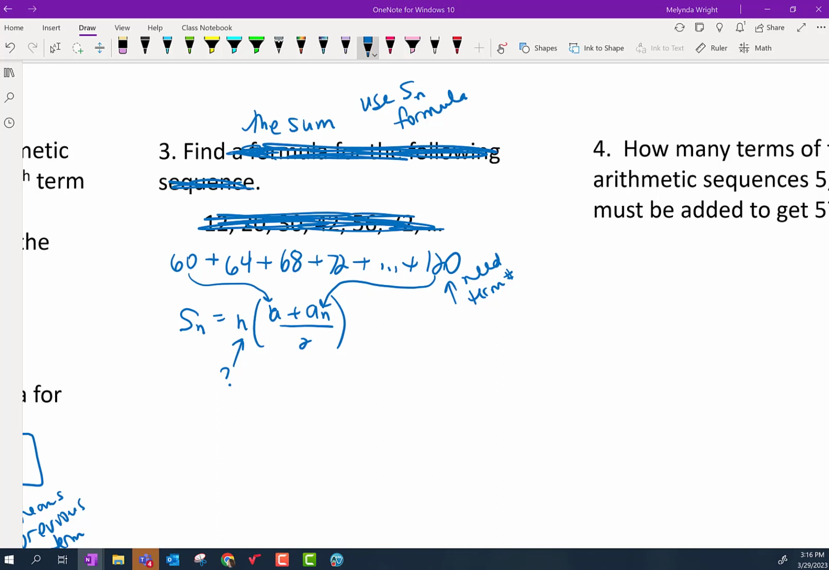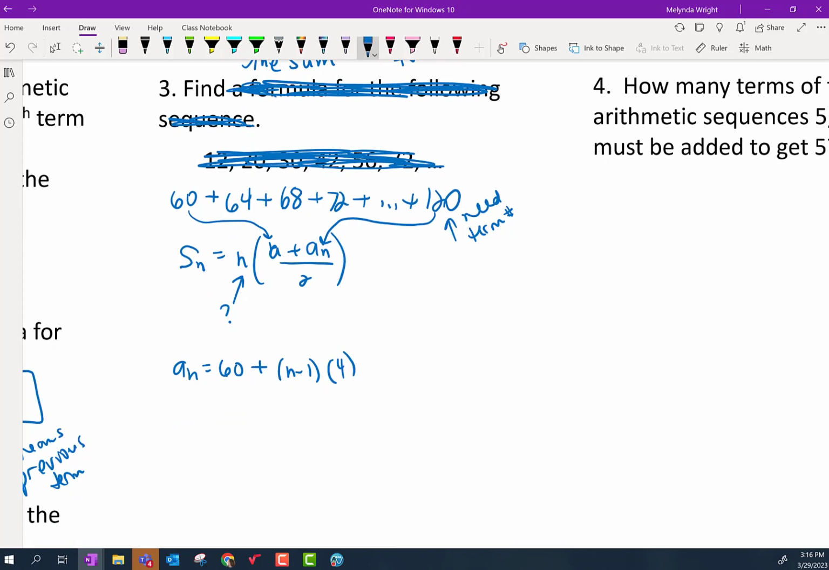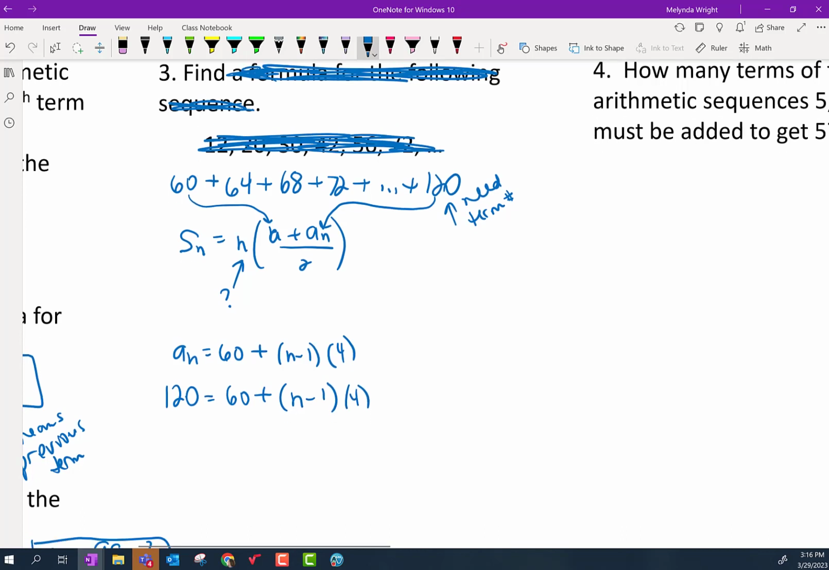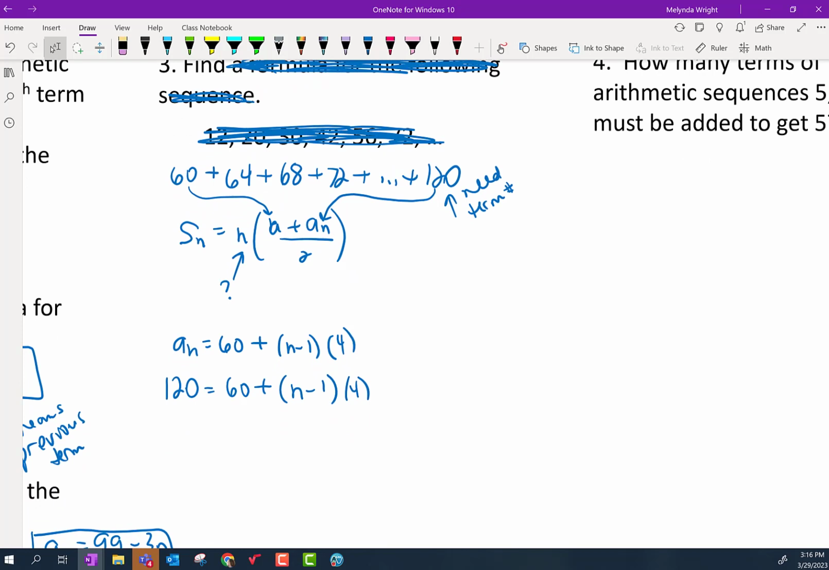So I've got a sub n equals 60, that's my first term, plus n minus 1 times my common difference of 4. All right, so what do we want? We want the term number for the 120. So 120 is the term, 60 plus, and I need the n. That's the term number, right? So now I just need to solve this equation for n, and then I will be able to finish that summation equation up above. We started with the summation equation because that's what they were asking for, but we needed to make a little detour because we don't have all the information that we need.